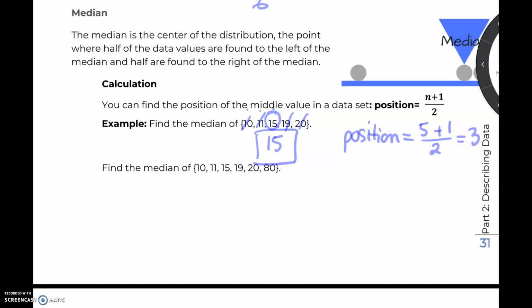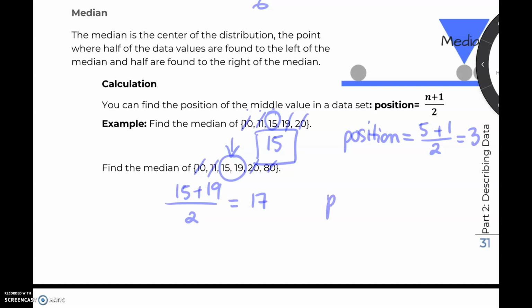If we have, on the other hand, an even number of values, when we start crossing out, we end up with 2 values in the middle, and our median is actually located right in the middle. So we can add 15 plus 19 and divide by 2. It's located right in between 15 and 19, so 17 would be our median.